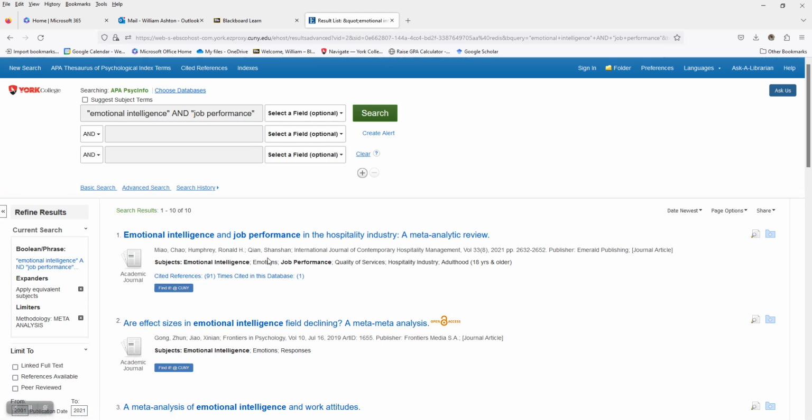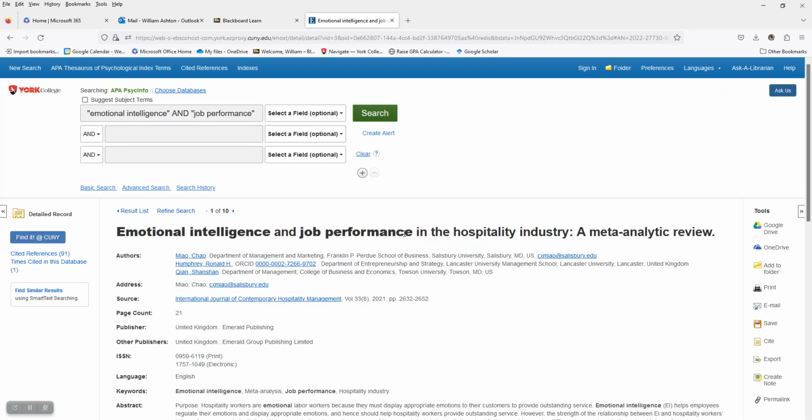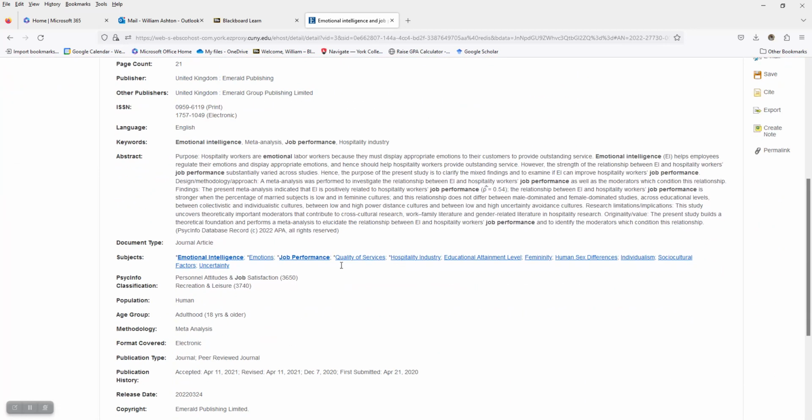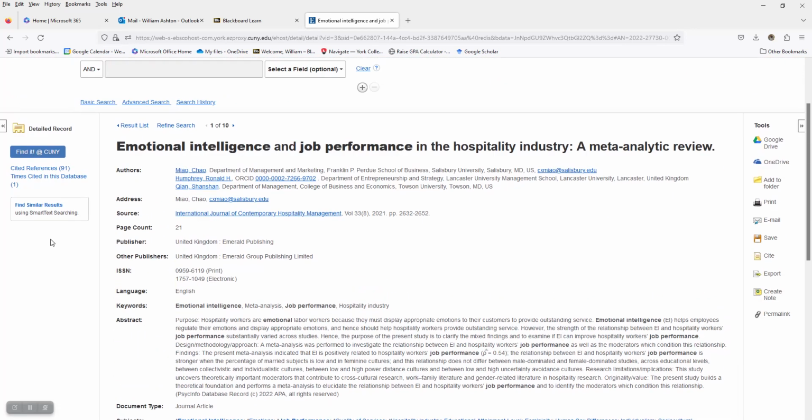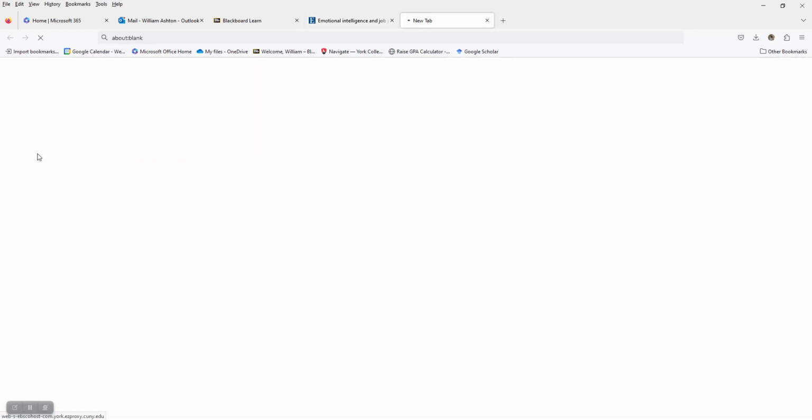So I have 10 studies here. 2021, Chow Mao, Emotional Intelligence and Job Performance in the Hospitality Industry, a meta-analytic review. That sounds pretty much like what we're looking for. So let's click that. But even though that sounds pretty much like what we're looking for, we're going to be careful about this. I want to see a copy of the article, find it at CUNY.